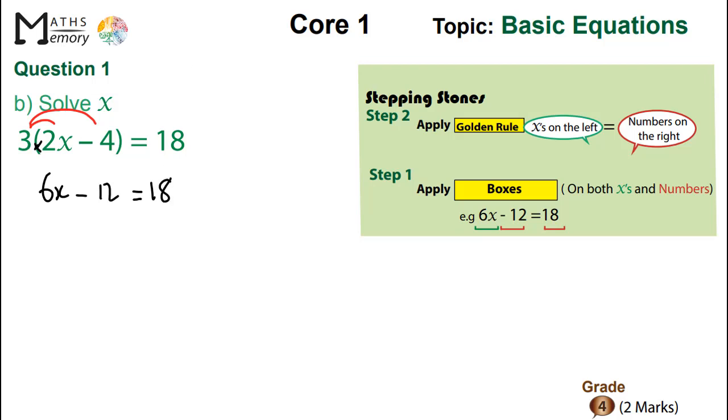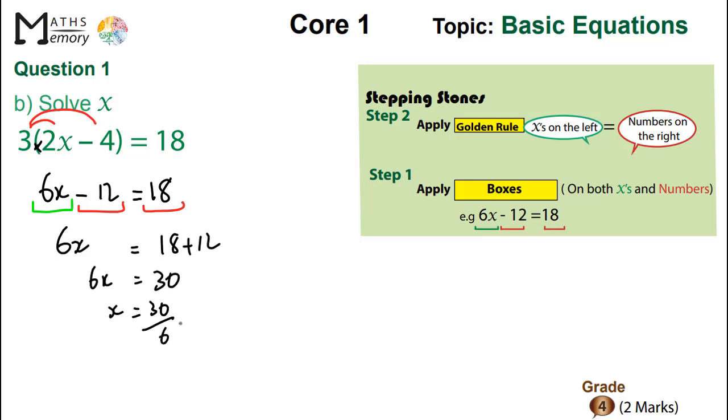Now again, look at step 1. We can define all the x terms, 6x over here, and all the respective number terms over here. Step 2, we will want all the x's on the left and numbers on the right. That's the golden rule. So the 6x remains over here. We like that over here. And this minus 12, let's shift it to the right hand side. So it's 18 plus 12. 6x will equal, therefore, 30. And x will equal 30 over 6, and therefore, 5. You can test it in your own time. But that's the value. X equals 5 in this case.